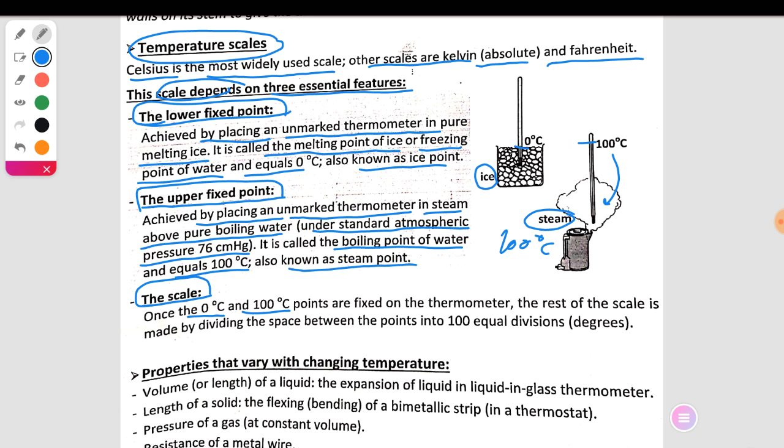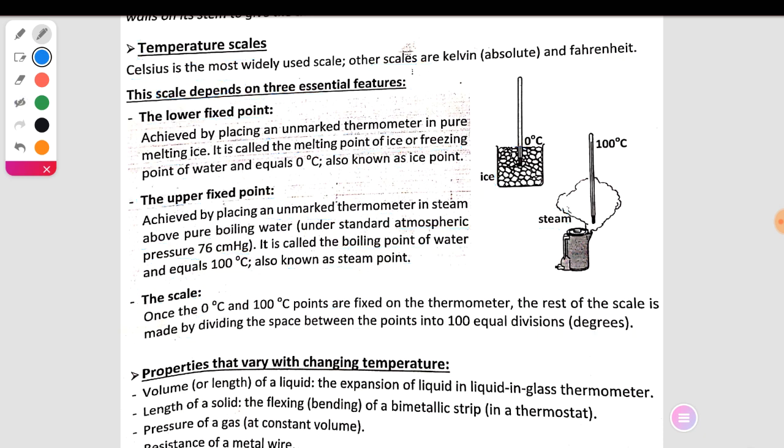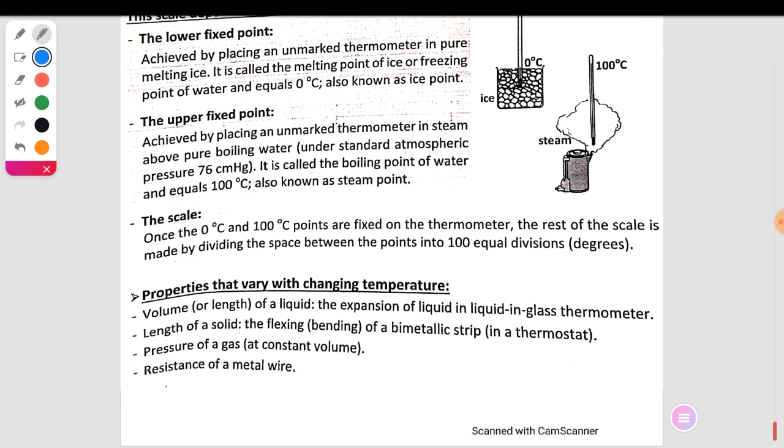The scale: once the 0 and 100 points are fixed on the thermometer, the rest of the scale is made by dividing the space between them into 100 equal divisions, or 100 equal degrees.